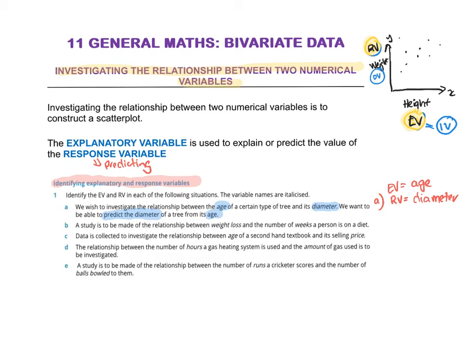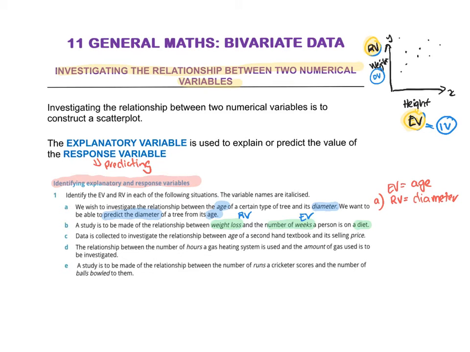A study is made of the relationship between weight loss and number of weeks a person was on the diet. So which one do you think is independent? Or which one are we looking at? What do we want to measure or predict? Weight loss, good. So that is going to be the response, and number of weeks on the diet will be the explanatory. All right, let's do the next one.